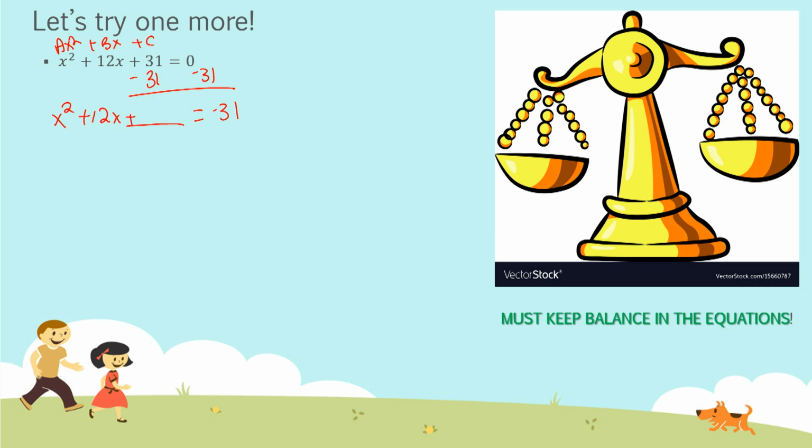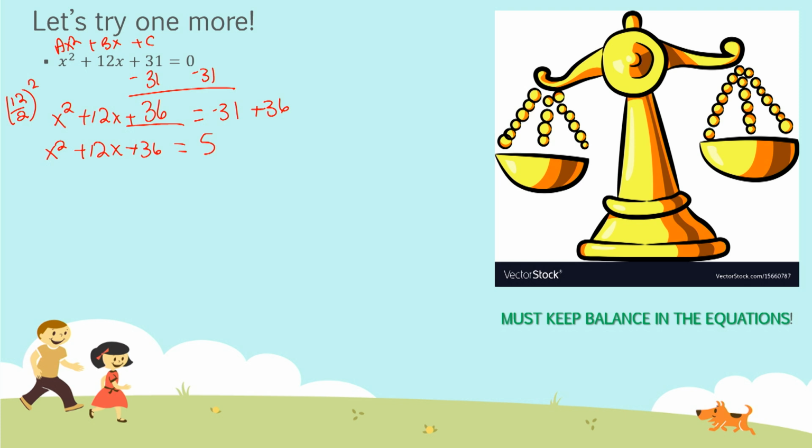Now, how did we say to get that new c? I take b, divide it by 2, and then I square it. So let's do that. I'm going to take b, divide it by 2, and square. 12 divided by 2 is 6. 6 squared is 36. Now, I just added 36 to the left side. So what do I need to do to the right side? I need to add 36 as well. So let's rewrite this. x² + 12x + 36 equals what?